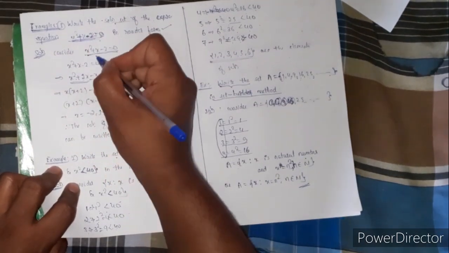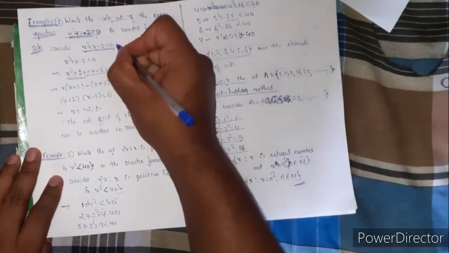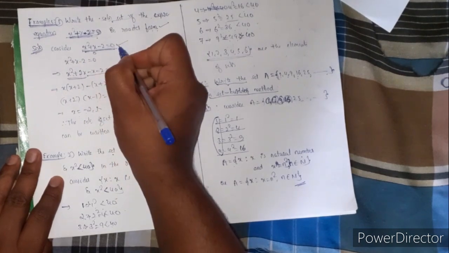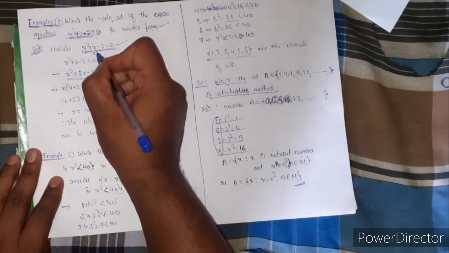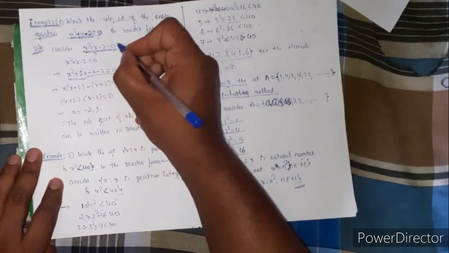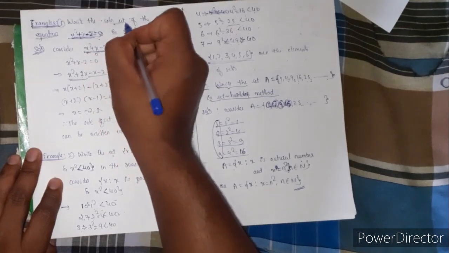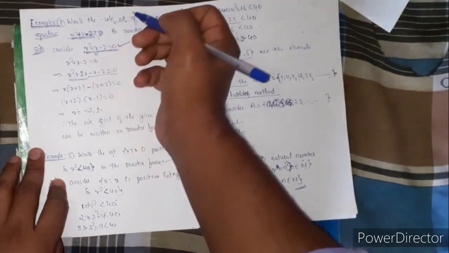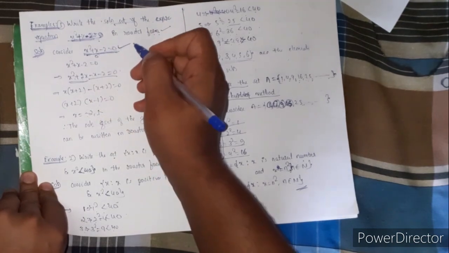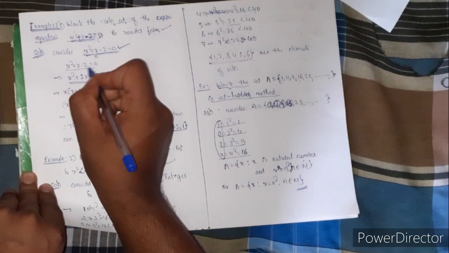So its solution: consider the equation x square plus x minus 2 equal to 0. Observe this equation. It is a quadratic equation. We know how to solve a quadratic equation, because they ask for the solution set, and the solution set is nothing but the roots. One is the Sridhar method, another is the factorization method. The very simple way is the factorization method, right?